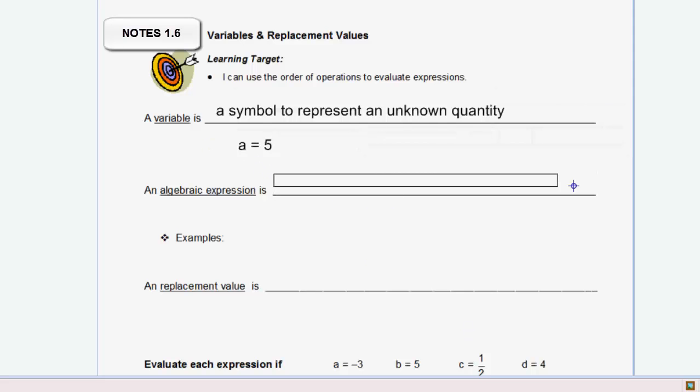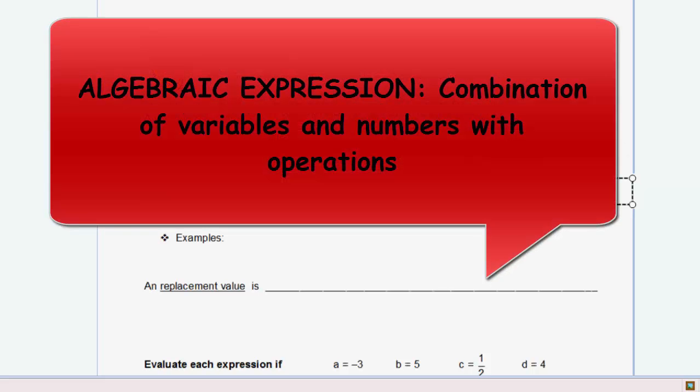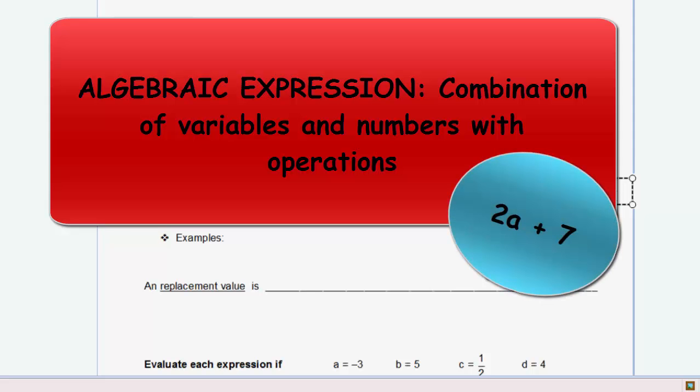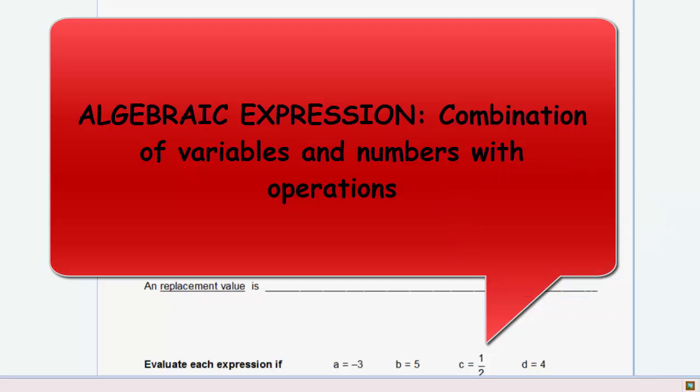An algebraic expression is different from an algebraic equation because it doesn't have an equal sign. It's a combination of variables and numbers with operations. So an example of this would be 2a plus 7, or 4 minus 8 plus 10. Okay, so those are expressions. They have no equal sign, but they're just an expression.